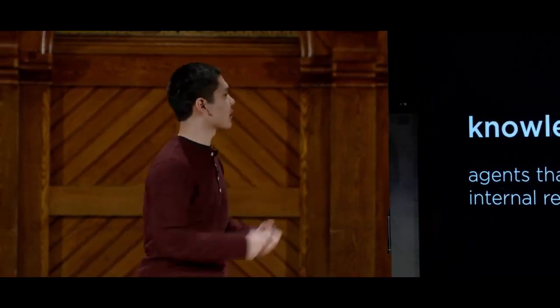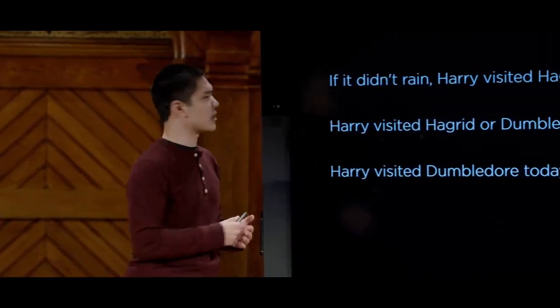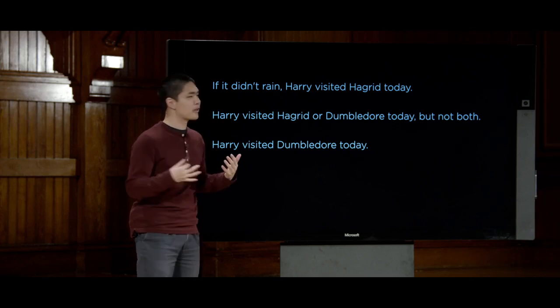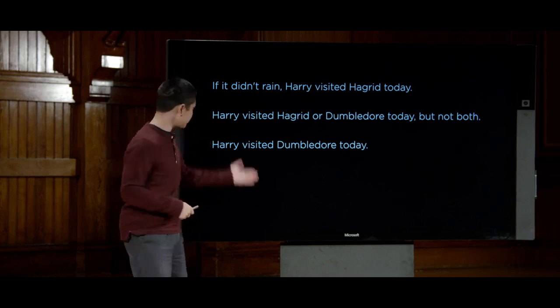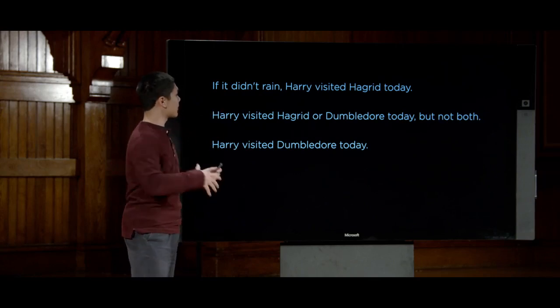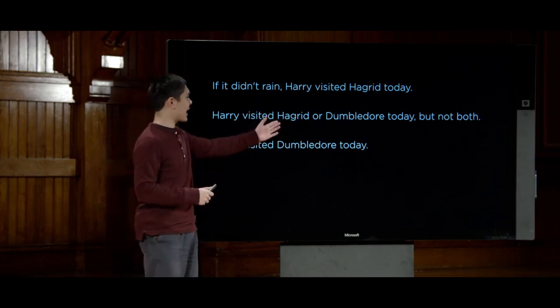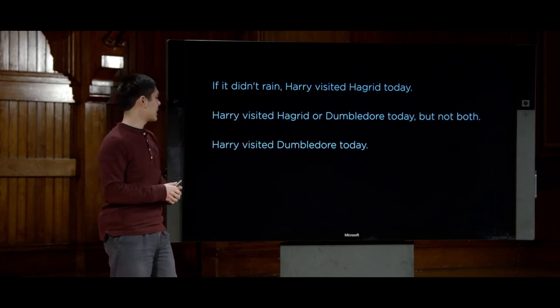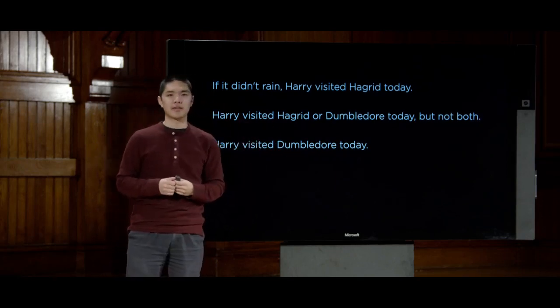Well, let's look at a simple example drawn from the world of Harry Potter. We take one sentence that we know to be true. Imagine if it didn't rain, then Harry visited Hagrid today. So one fact that we might know about the world. And then we take another fact. Harry visited Hagrid or Dumbledore today, but not both. So it tells us something about the world, that Harry either visited Hagrid but not Dumbledore, or Harry visited Dumbledore but not Hagrid. And now we have a third piece of information about the world, that Harry visited Dumbledore today.